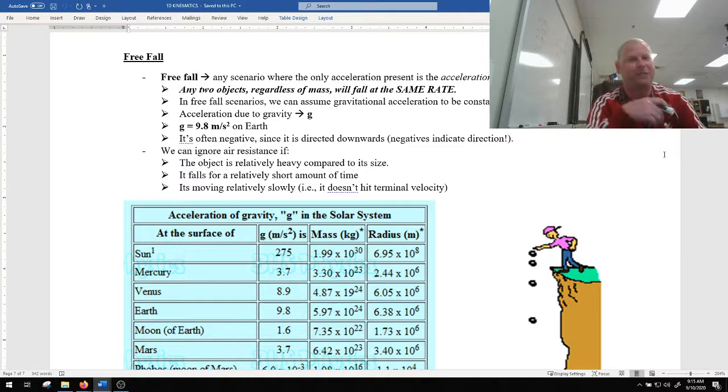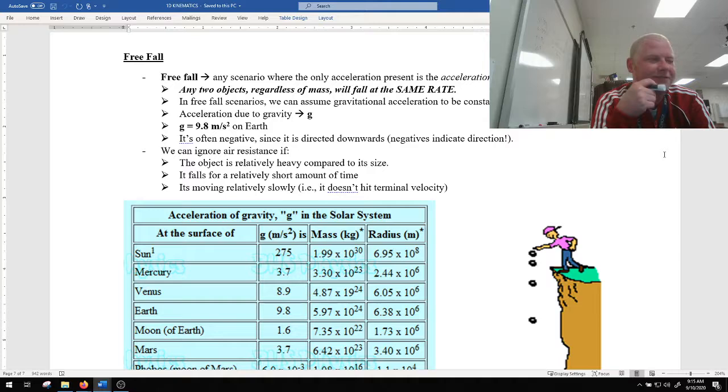So any object in free fall is under the effect of the same gravitational acceleration, meaning that they will fall at the same rate. It doesn't matter if you take an elephant and a tennis ball and throw them off the roof, they're going to fall at the same rate of 9.8 meters per second squared.